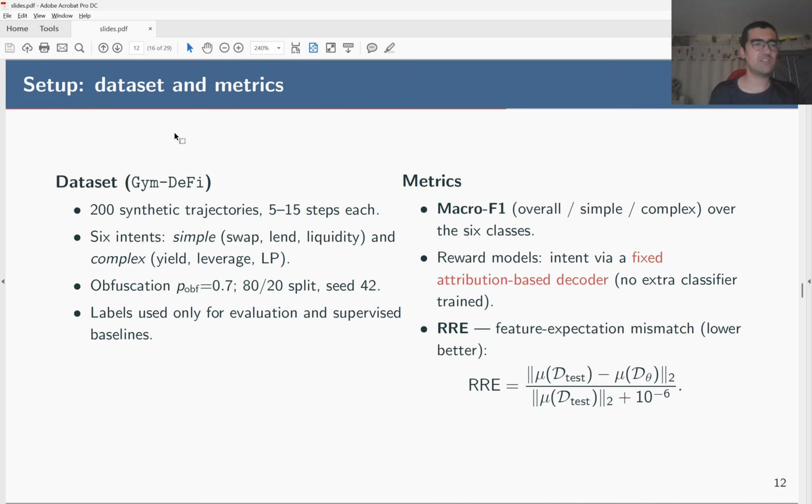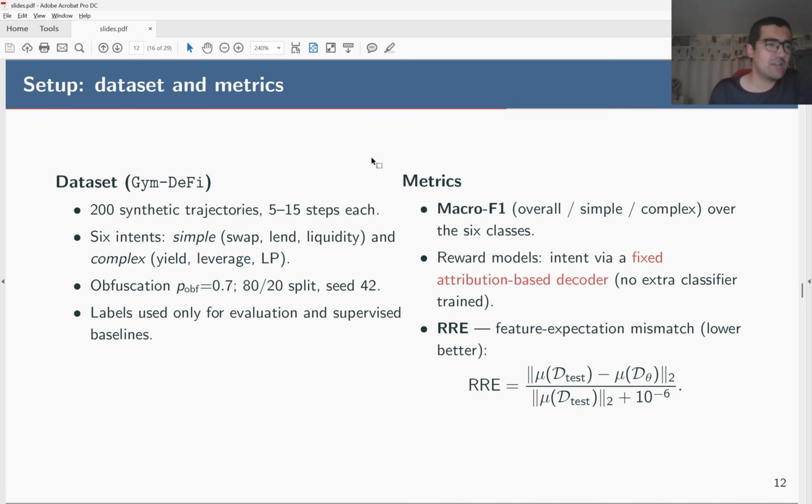We measure 2 things. First, macro F1 over the 6 classes, reported overall and split into simple and complex intents. For the reward learning methods, those intent labels come from a fixed attribution-based decoder. We never train an extra classifier. Second, reward recovery error, or RRE. It measures how well the discounted feature expectations of our agent's rollout match the experts', and lower is better. These 2 metrics capture different things, and that distinction is the whole story on the results side.